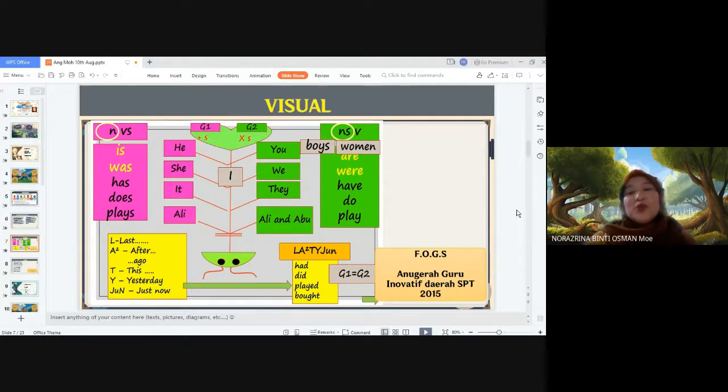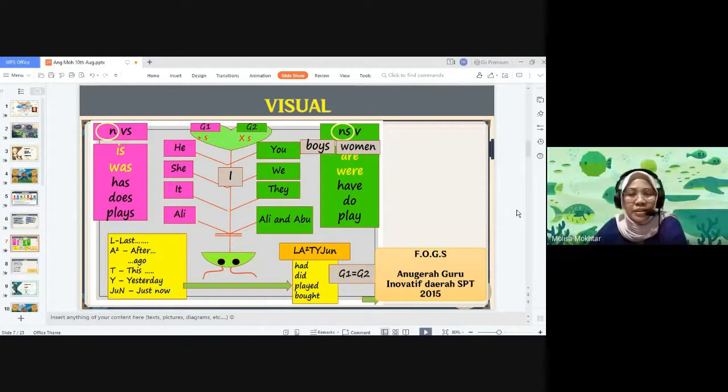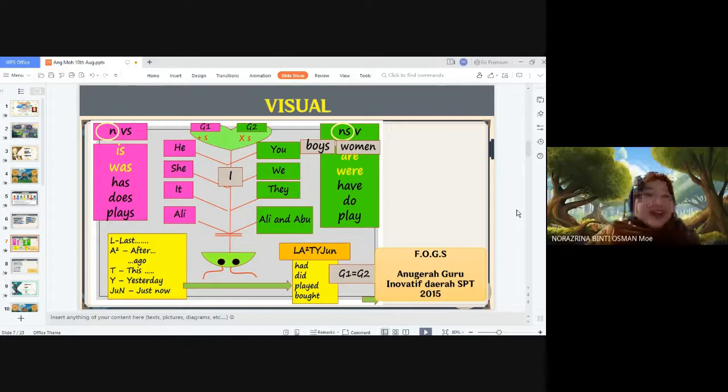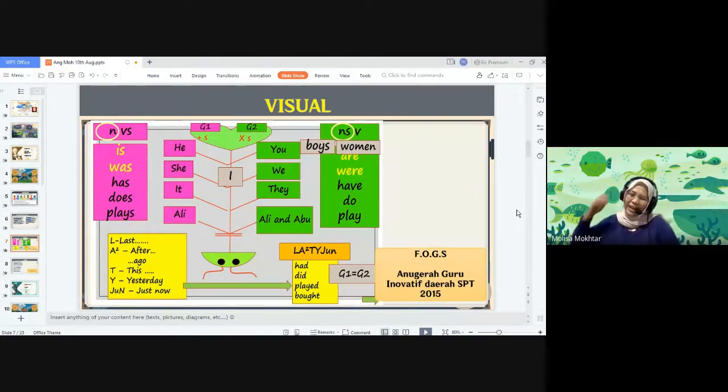So you guys as English teachers, when you see this, what do you understand? It should be at your fingertips. When you see the visual, what do you understand? I'm so blur. Who is this? Quick, answer.